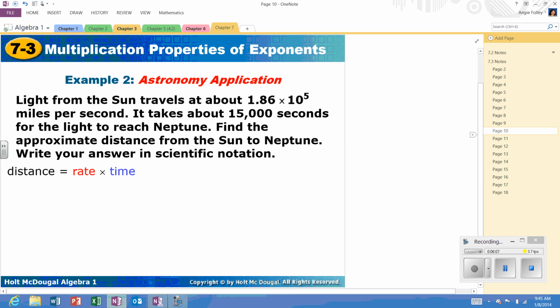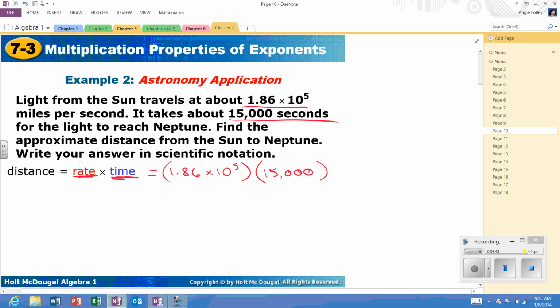All right, so now we have an application problem. Light from the sun travels at 1.86 times 10 to the 5th miles per second. It takes about 15,000 seconds for the light to reach Neptune. Find the approximate distance from the sun to Neptune. Write your answer in scientific notation. So they're telling us that distance is equal to rate times time. Well, our rate is 1.86 times 10 to the 5th, and our time is 15,000 seconds.